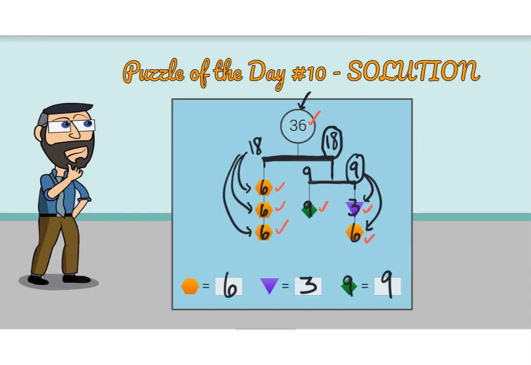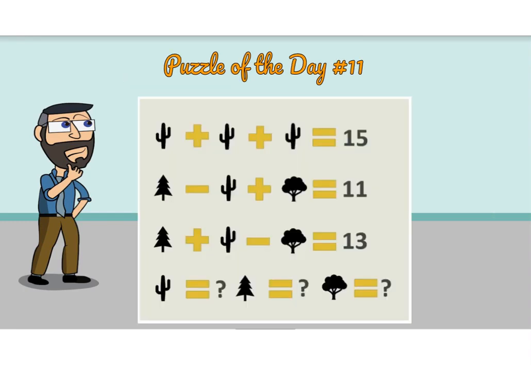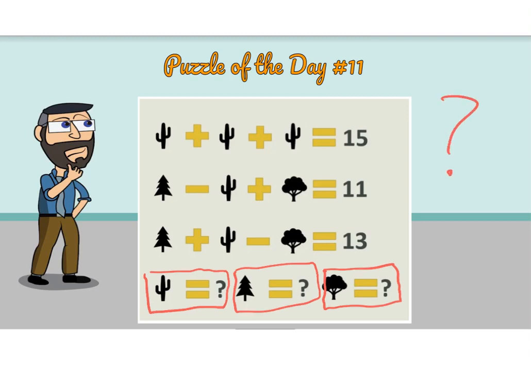Wonderful. Puzzle of the day number 10 brings back some images and some equations. We have 3 shapes here, and your goal of this puzzle is to figure out what is the value of each shape. So what is the cactus equal to? What is the evergreen tree equal to? And what is the, let's call it an oak tree, equal to? I don't know why they didn't use things that weren't both trees to make this puzzle a little bit easier, but I did not make it. But I did figure it out.